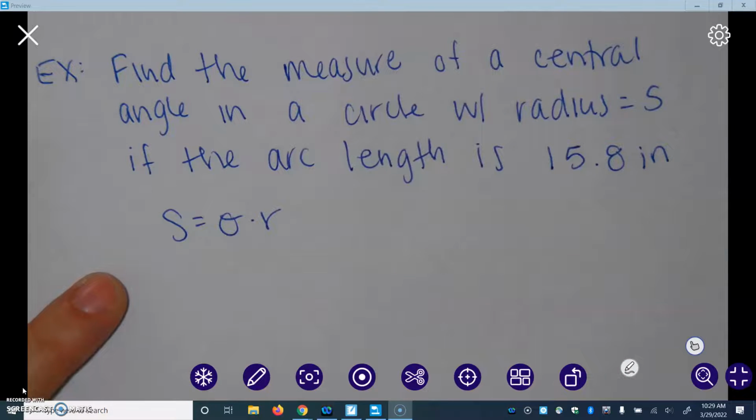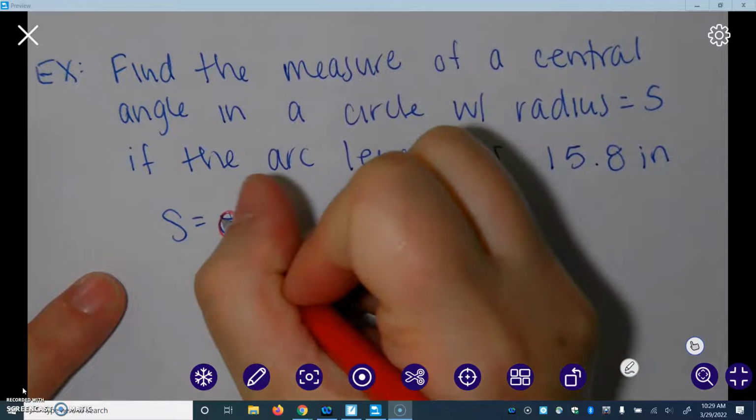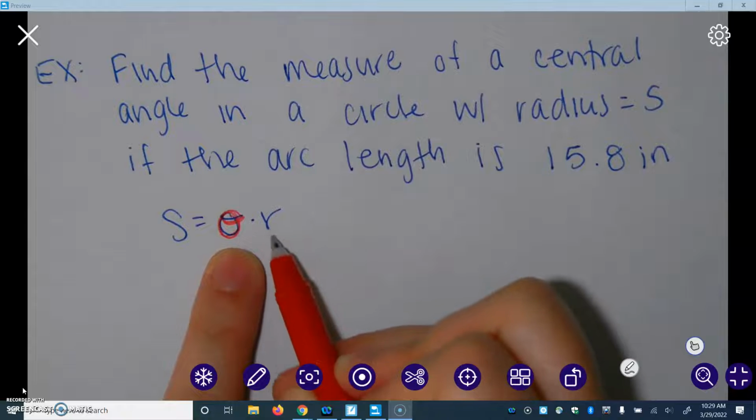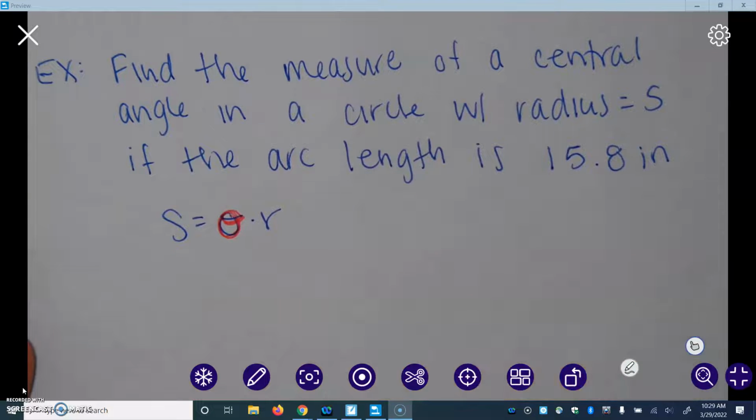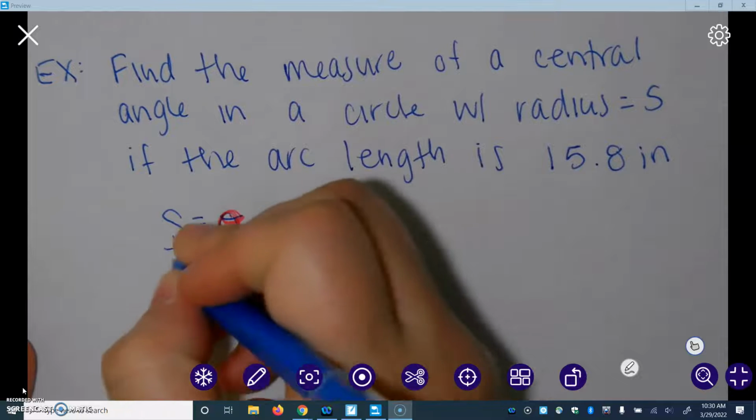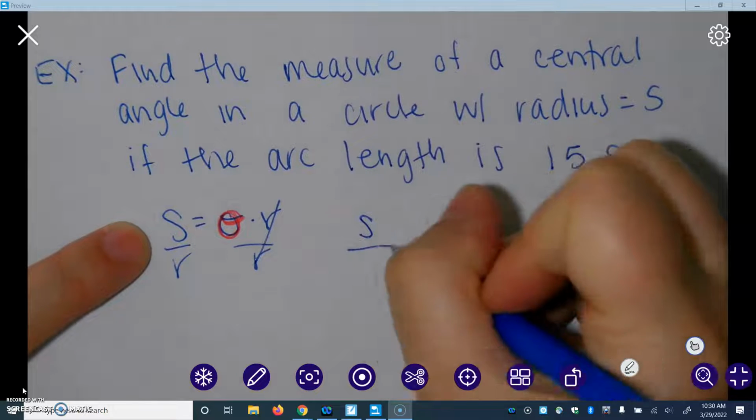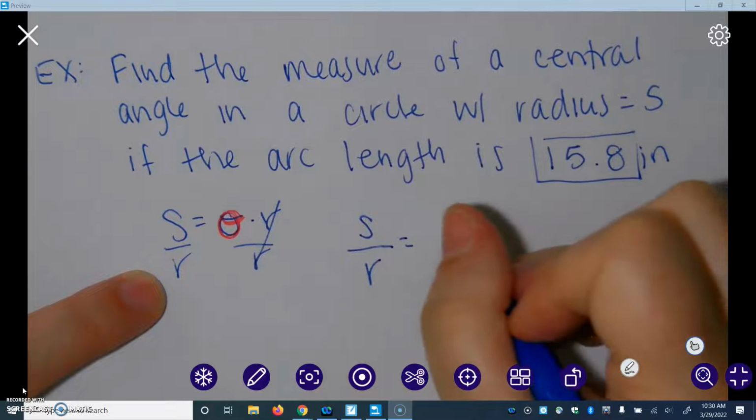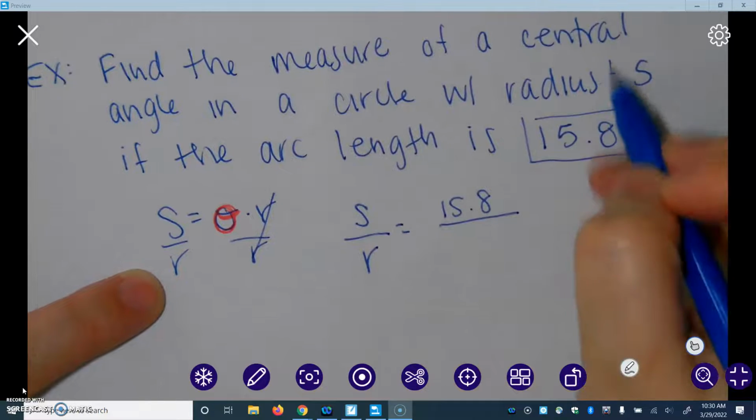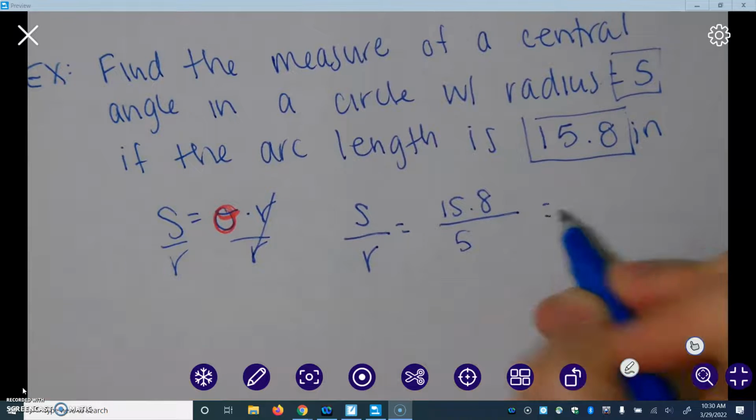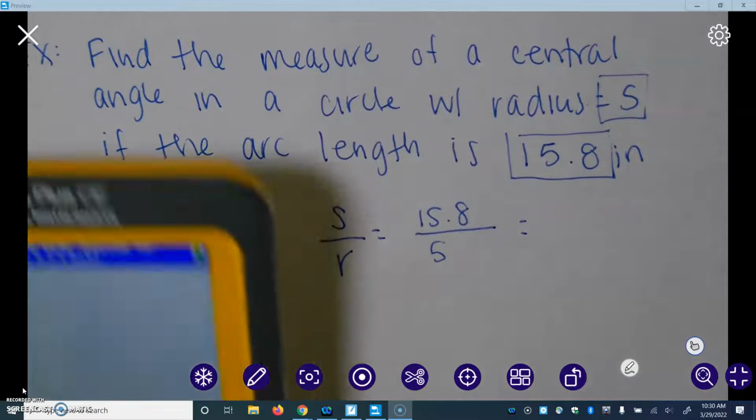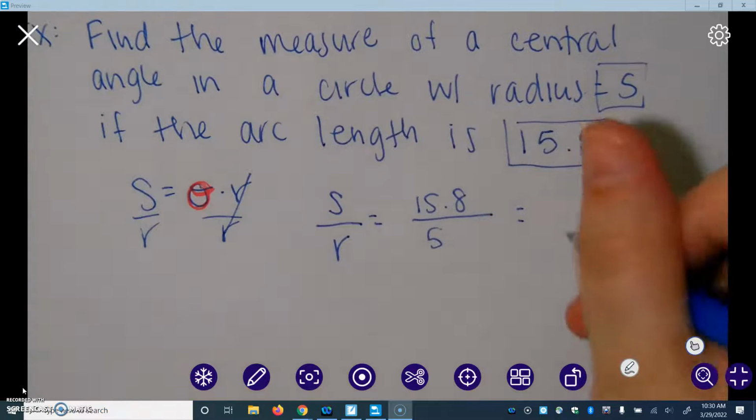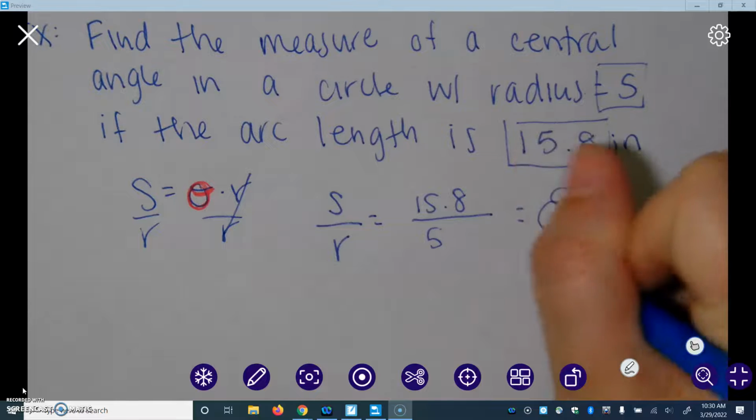So here's my formula. And this one wants me to find the measure of the angle. That's theta. So since I'm solving for theta, I would normally multiply by r, but I'm going to have to work backwards, which means I'm going to have to divide when I go to solve this. So to solve this out, I'm going to have to do the arc length divided by the radius. So the arc length is 15.8. The radius is 5. And this one doesn't even have pi, so I'm just going to type it in the calculator as 15.8 divided by 5. So 3.16. That's it. That's the answer.